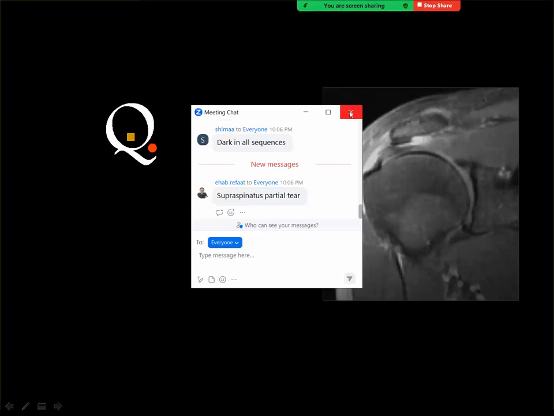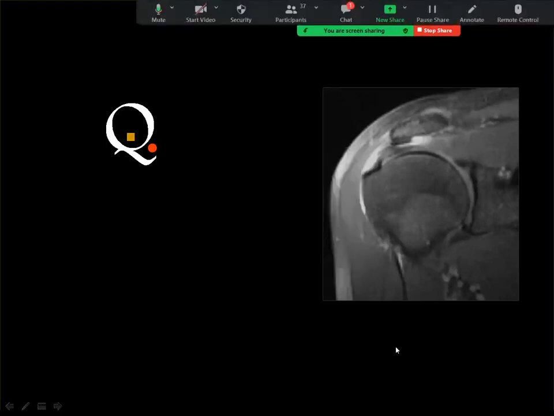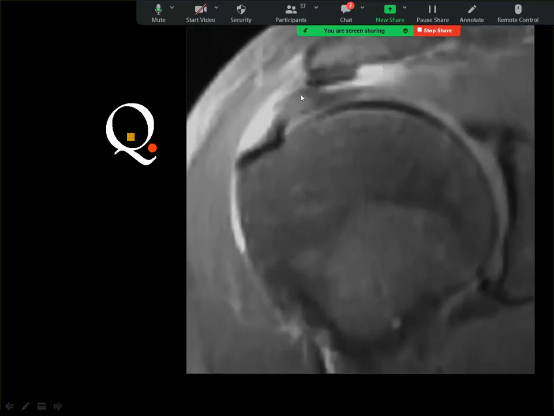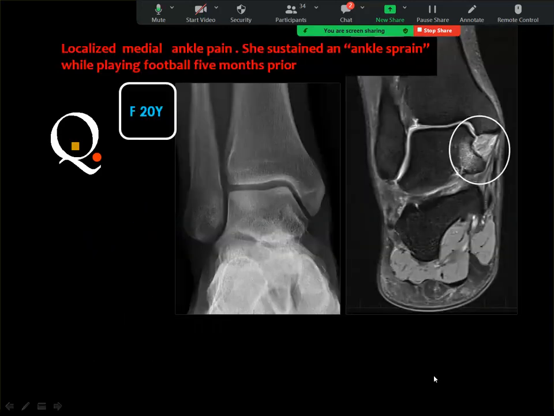Yes, and this is the right answer. This is a supraspinatus partial tear, and the tear here is on the bursal surface of the tendon. The articular surface of the tendon is intact, while the bursal surface is ruptured. And this type of tear is relatively uncommon compared to the articular surface tear.